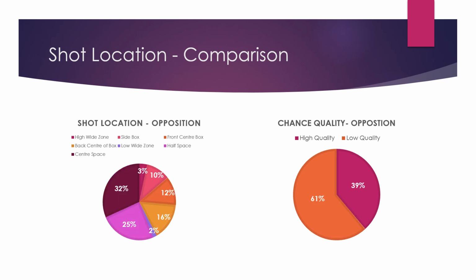And comparing the opposition, once again, their shot location is happening all outside the box. And so if you look at it in terms of high quality versus low quality, 61% of their shots are happening outside the box, and 39% of their shots are happening inside the box.